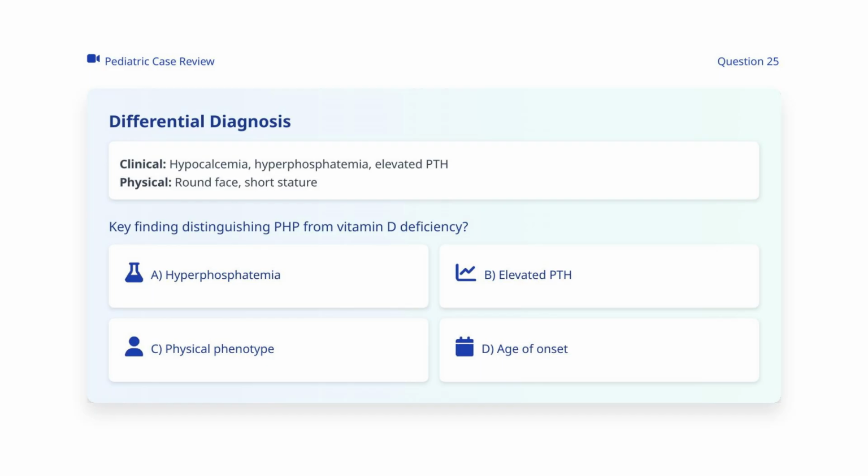A patient presents with hypocalcemia, hyperphosphatemia, and elevated parathyroid hormone, plus round face and short stature. What key finding best distinguishes pseudohypoparathyroidism from vitamin D deficiency? Option A, hyperphosphatemia. Option B, elevated parathyroid hormone. Option C, physical phenotype. Option D, age of onset. Consider biochemical and phenotypic differences.